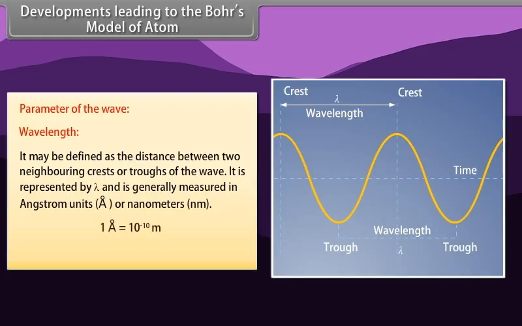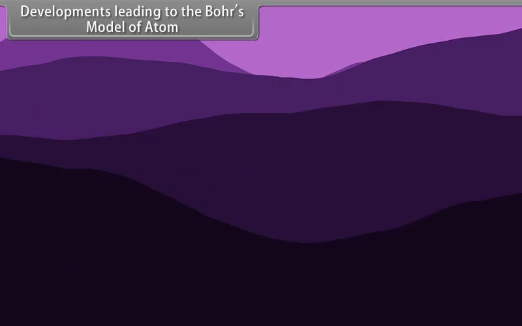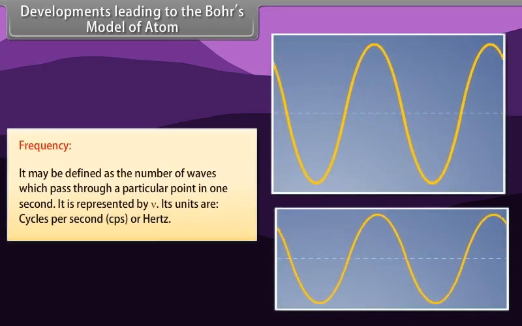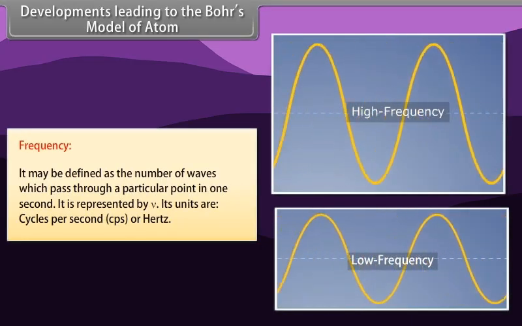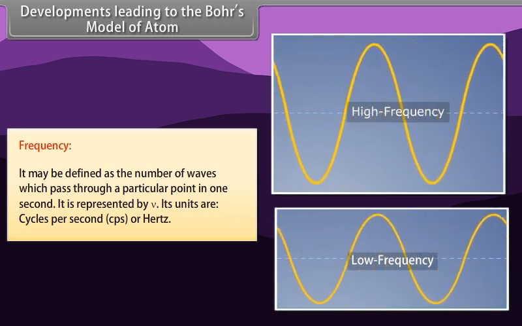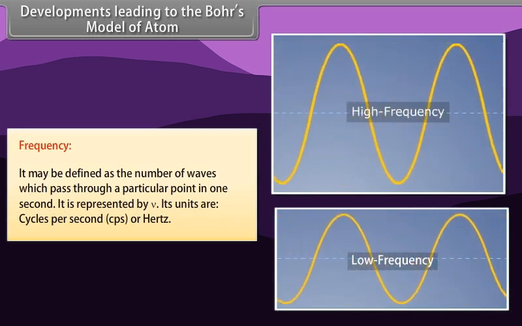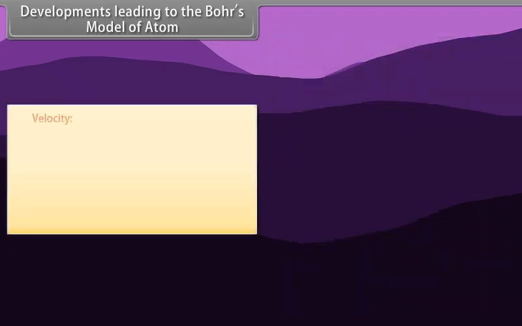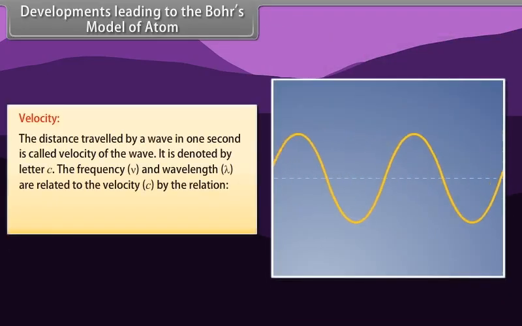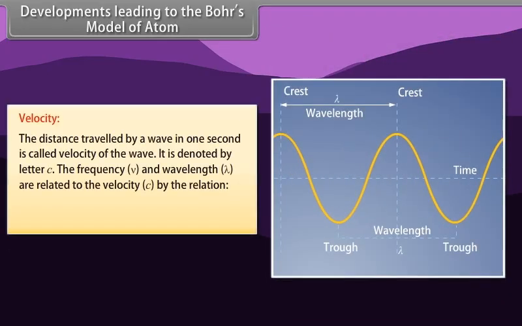1 angstrom is equal to 10 raised to the power minus 10 meter. 1 nanometer is equal to 10 raised to the power minus 9 meter. Frequency. It may be defined as the number of waves which pass through a particular point in 1 second. It is represented by nu. Its units are cycles per second or hertz. Velocity. The distance travelled by a wave in 1 second is called the velocity of the wave. It is denoted by the letter c. The frequency and wavelength are related to the velocity c by the relation c is equal to nu times lambda.